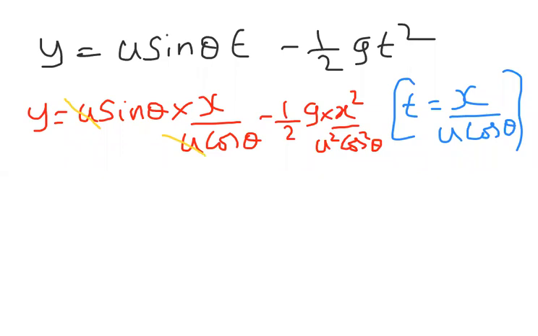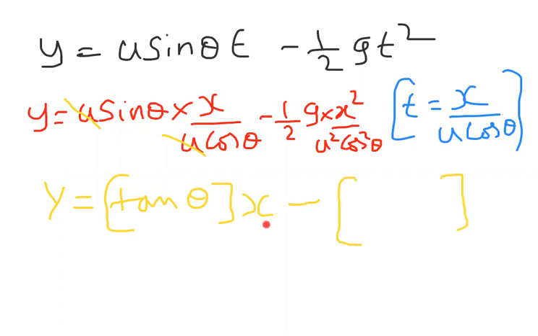Observe here, u cancels. What are the terms left here? Sin theta by cos theta. What is sin theta by cos theta? I can call it tan theta. So y is equal to tan theta into x minus... Here also, observe carefully, I kept the x term outside and kept everything else in the box. Sin theta by cos theta, tan theta, I kept in the box, and x I kept outside the box.